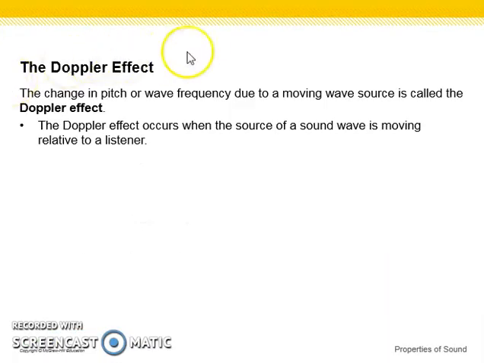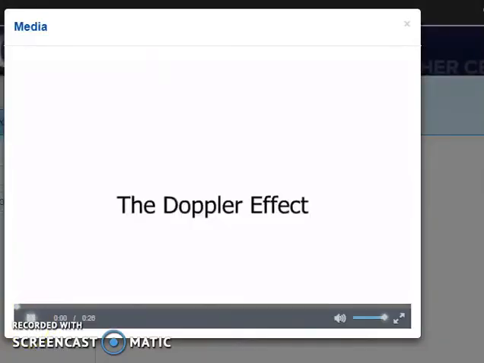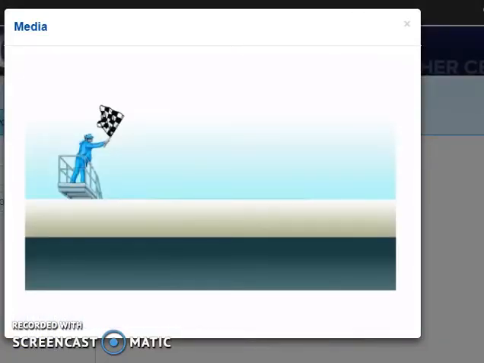Now let's talk about the Doppler effect. It's not just for weather, okay? So write down the Doppler effect textbook page number. The change in a pitch or wave frequency due to a moving wave source is called the Doppler effect, and it occurs when the source of a sound wave is moving relative to a listener.